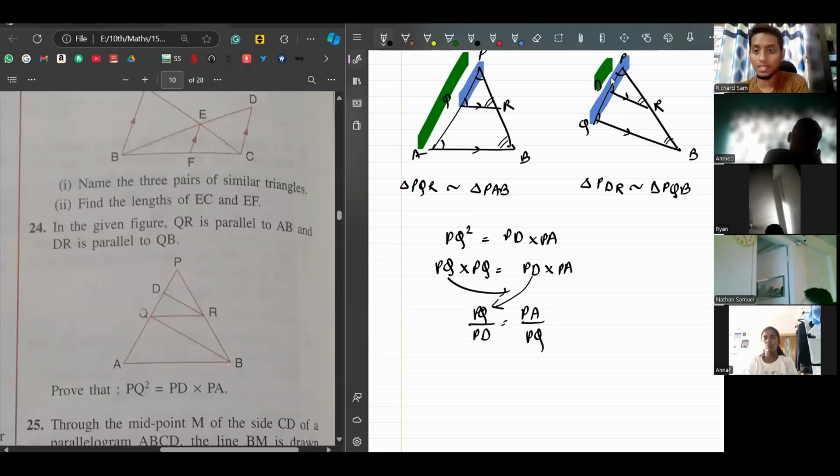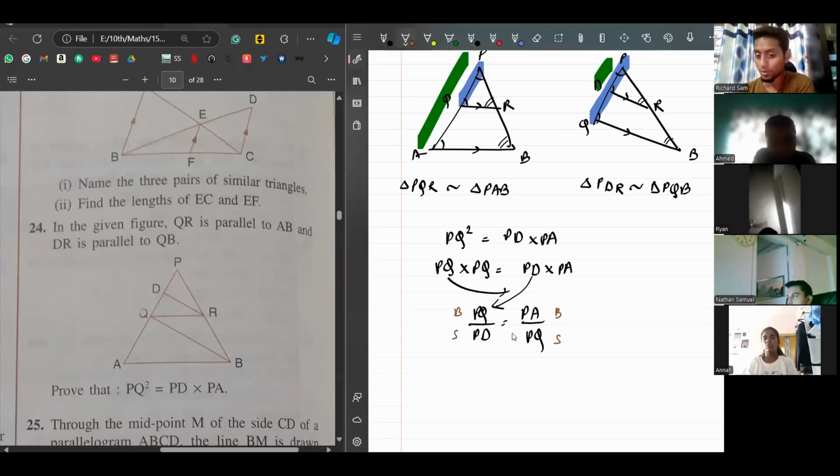PQ upon PD, that is small upon big, and here it is big upon small. Do you see that? Wait, no. PQ is big. Yeah, PQ is the bigger side and PD is the smaller side. And here PA is also the bigger side, PQ is the smaller side. So we have correctly separated them, big upon small.